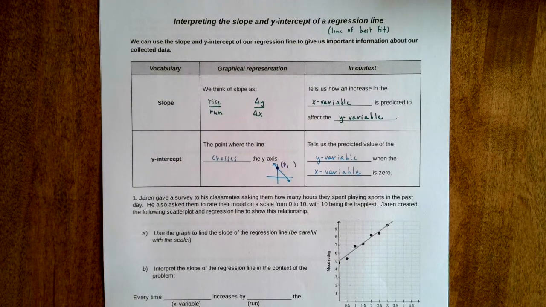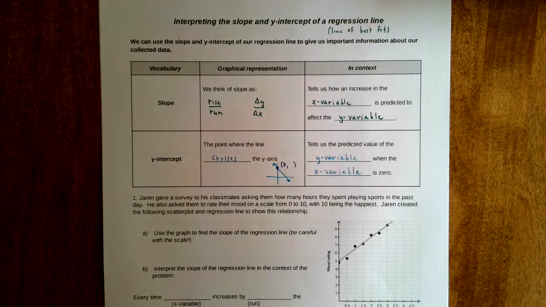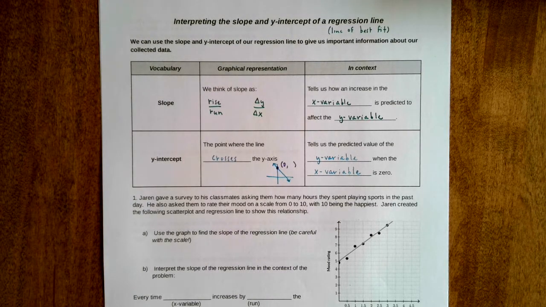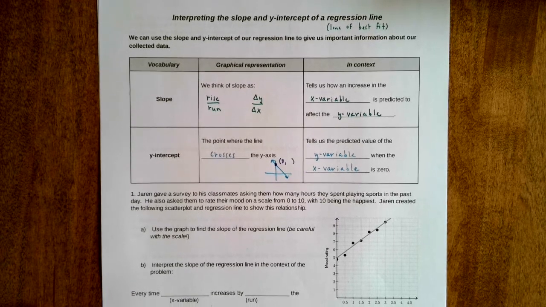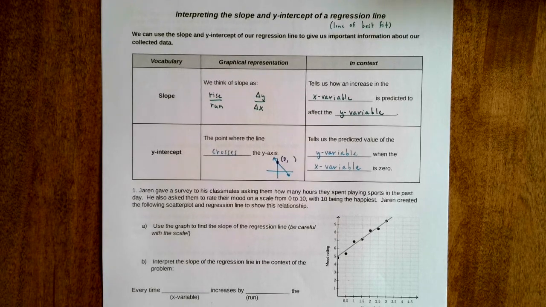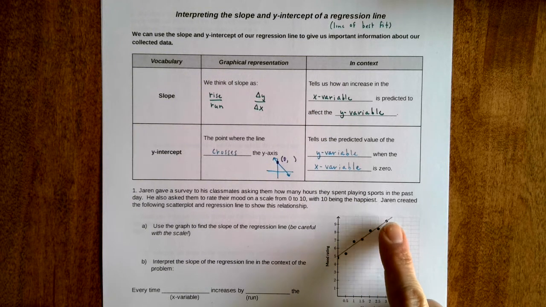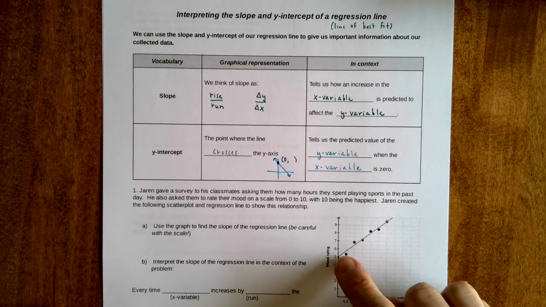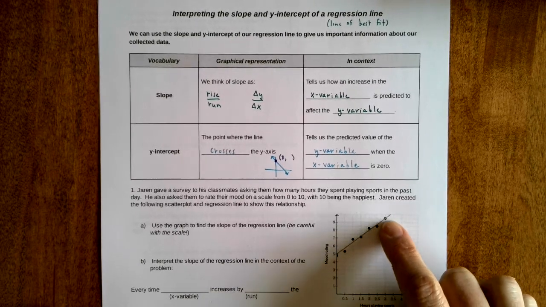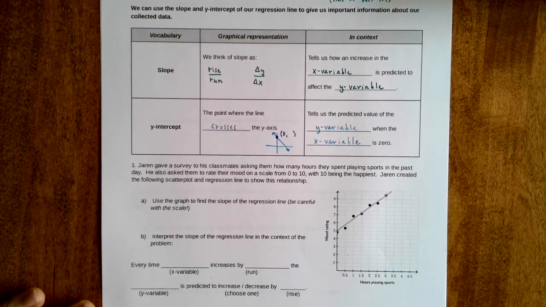Now we're going to practice and give you some frames for writing these interpretations. Sorry, my pen is running out here. All right, so we have a problem here. It says Jaron gave a survey to his classmates asking them how many hours they spent playing sports in the past day. He also asked them to rate their mood on a scale from 0 to 10, with 10 being the happiest. Then Jaron created the following scatter plot and regression line. All these data points are in our scatter plot, and that regression line is the line that best goes through those points.